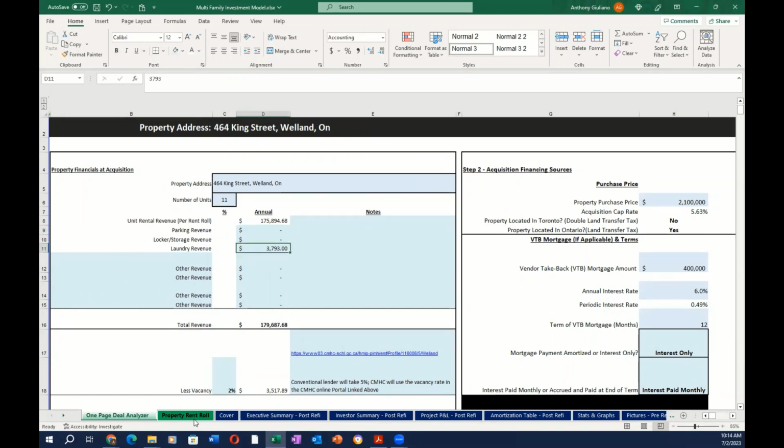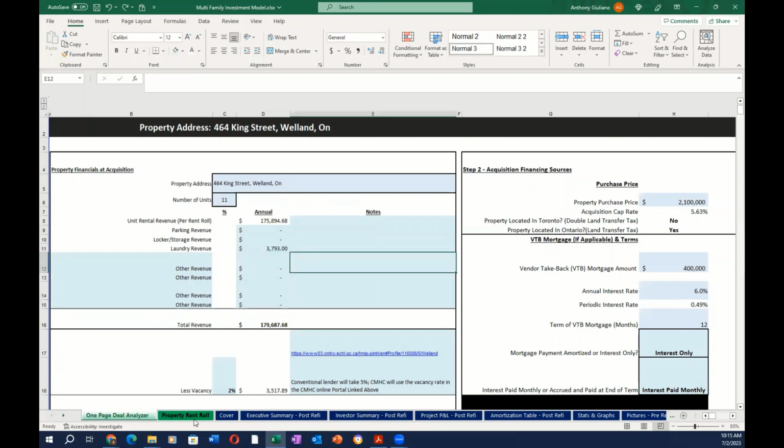This property in particular has about $3,800 in laundry revenue. So that's just entered in manually. There's also some spots here where you can manually enter in other revenue. Maybe there's like pet fees. You can enter in other types of revenue that you may be able to charge back to the tenants. And then you can enter in the annual amount that you'll make off that. So I've given you 1, 2, 3, about 4 additional revenue spots where you can plug in the annual amount of revenue that you'd be earning there.